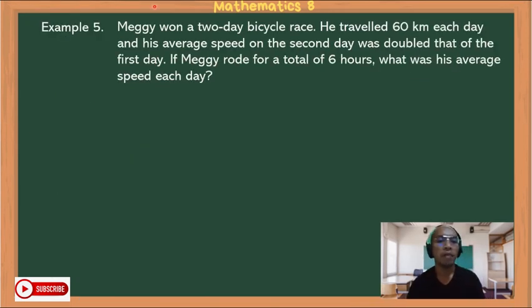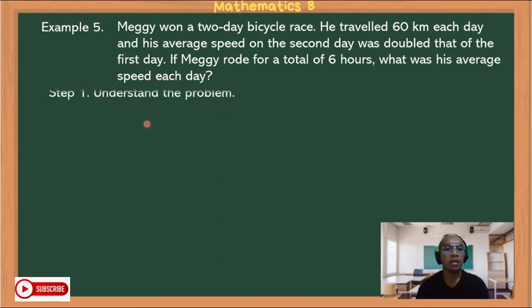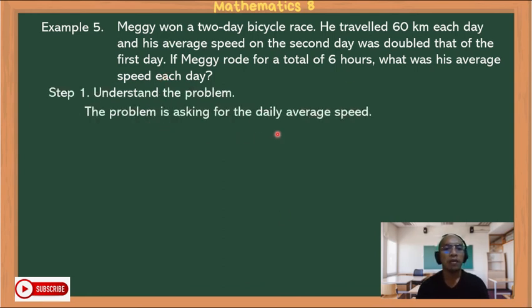Sample number 5. Meggy won the 2-day bicycle race. He traveled 60 kilometers each day, and his average speed on the second day was double that of the first day. So if Meggy rode for the total of 6 hours, what was his average speed each day? So in this case, the problem is asking for the daily average speed of Meggy. We will let x represent the average speed for the first day.